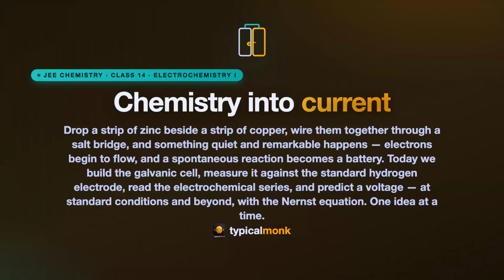Today, we build the galvanic cell, measure it against the standard hydrogen electrode, read the electrochemical series, and predict a voltage at standard conditions and beyond with the Nernst equation, one idea at a time.